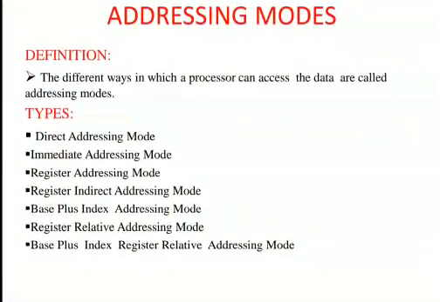Before going to the types, let us see the definition of addressing modes. Addressing modes is nothing but in how many ways a processor can access data. That is, the different ways of specifying the data or operand in an instruction are known as addressing modes. They are classified into 7 categories.